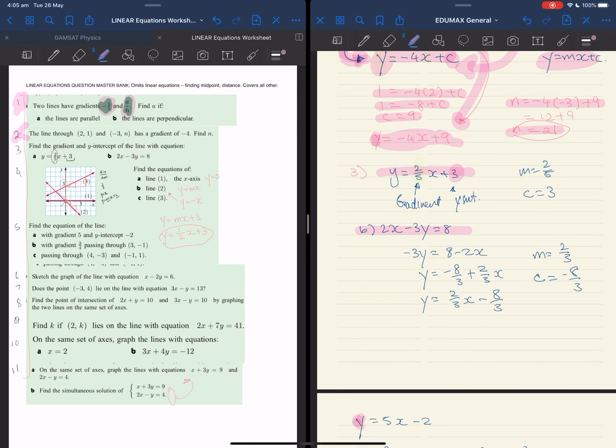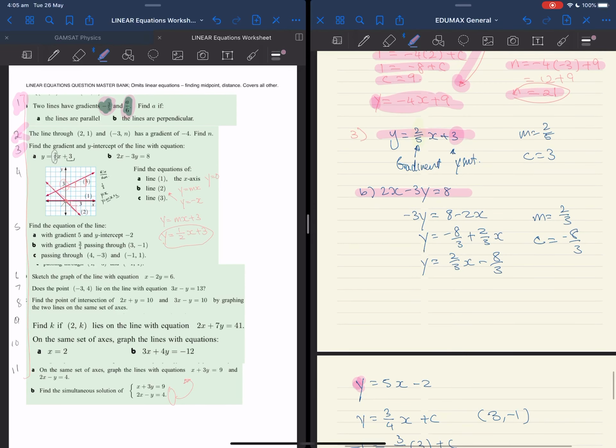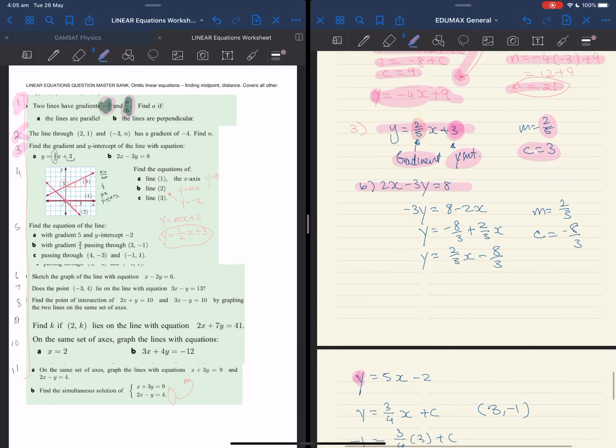I'm going to chop. Find the gradient and y-intercept of the line with the equation, this and this. So simply, this is the gradient intercept form. This is y is mx plus c. The m is the gradient. So we have the gradient 2 over 5. And c is the y-intercept, right? 3. Very simple. Okay, what about for this one?